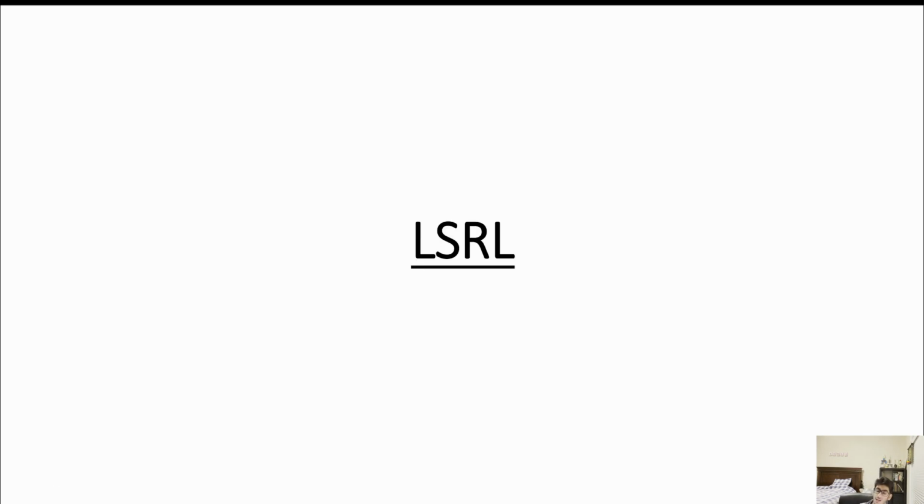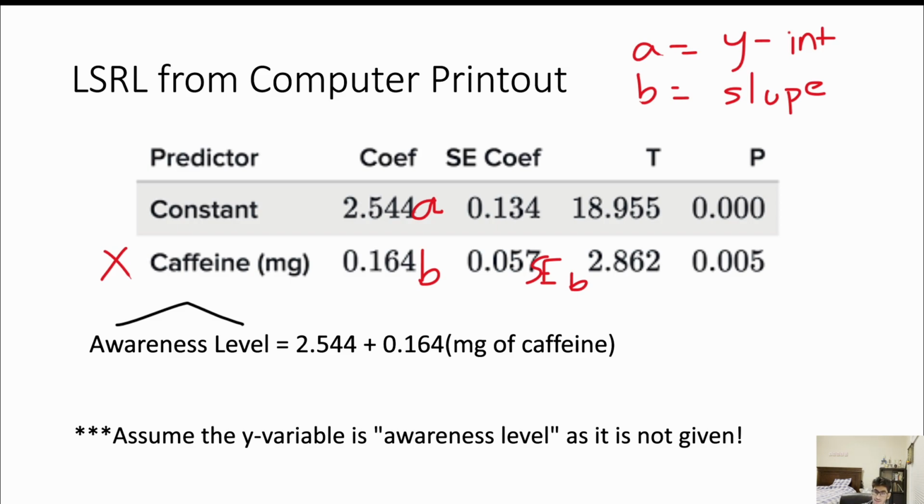All right, now we're on the next topic, which is least square regression line. All right, so everything about this has to do with the computer printout. And so we have this right now. And if you wanted to construct a LSRL, there's no given y variable, so we'll assume it's awareness level just for this scenario. So we can say predicted awareness level, make sure to keep the hat, or say predicted, is equal to your y-intercept, which is 2.544, plus your slope 0.164 times your x, which is milligrams of caffeine.